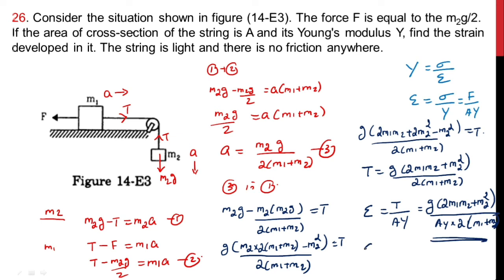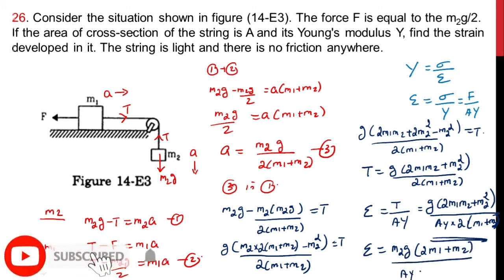That is, strain is equal to, look at this equation here, in the numerator M2 can be taken outside. So we can write here M2g. Okay, M2 can be taken outside. So the remaining one is what? 2 M1 plus M2, all divided by AY into 2 into M1 plus M2.